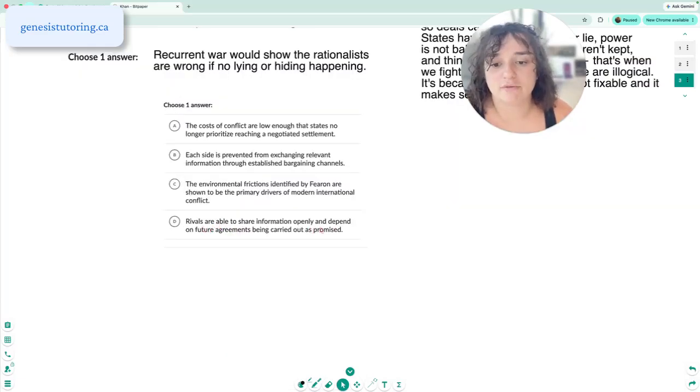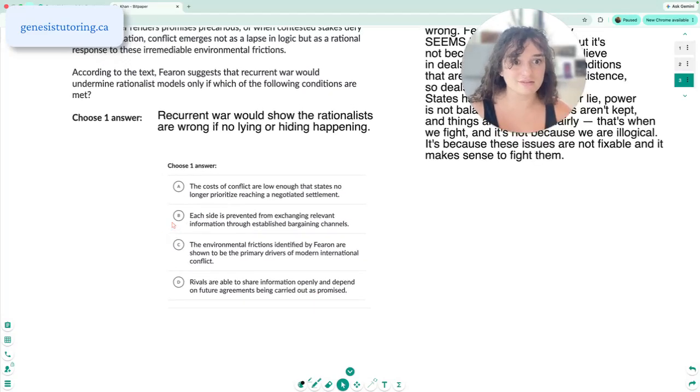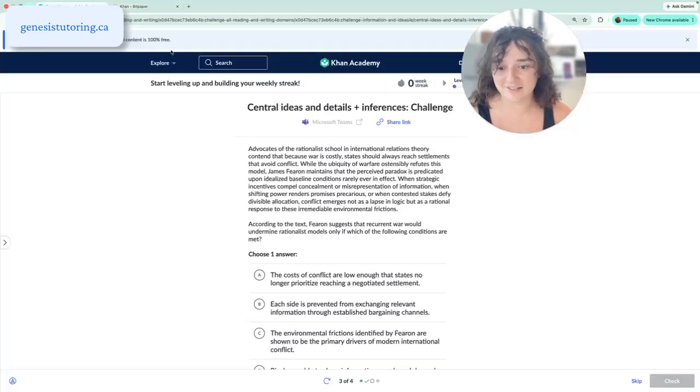Rivals are able to share information openly and depend on future agreements being carried out as promised. Okay, so we're able to talk to each other openly. That sounds like no lying. That's good. And depend on future agreements being carried out as promised. So promises, yes, no lying. That's the one. It's D.